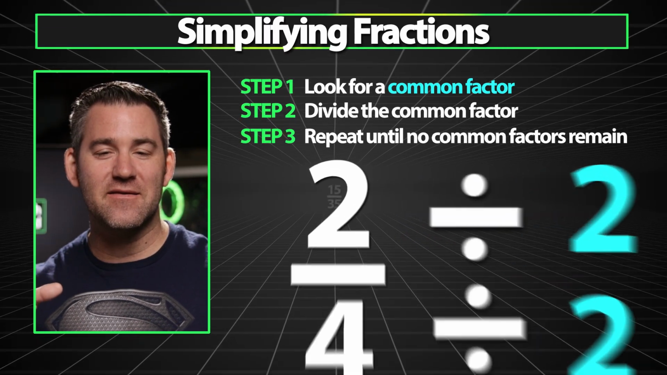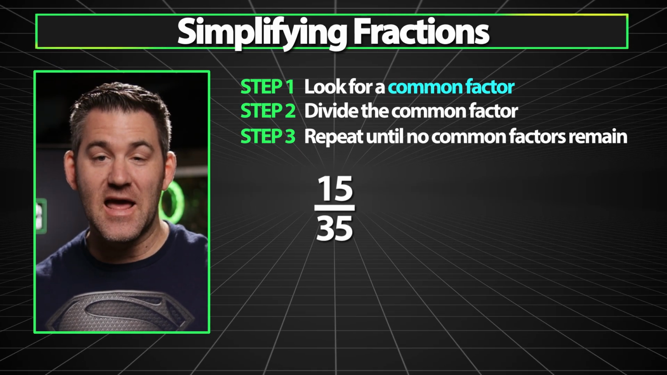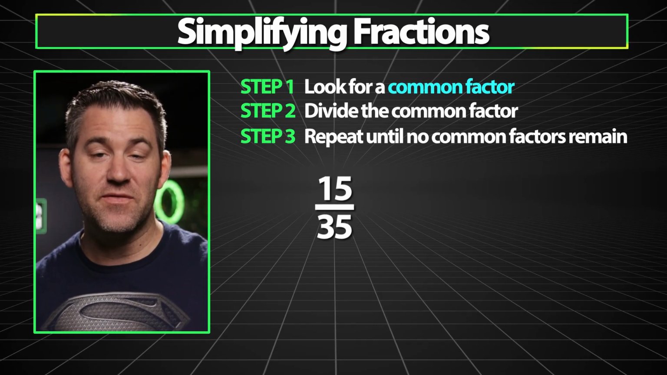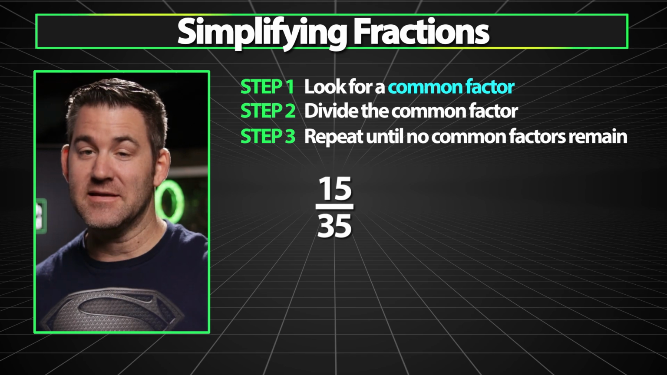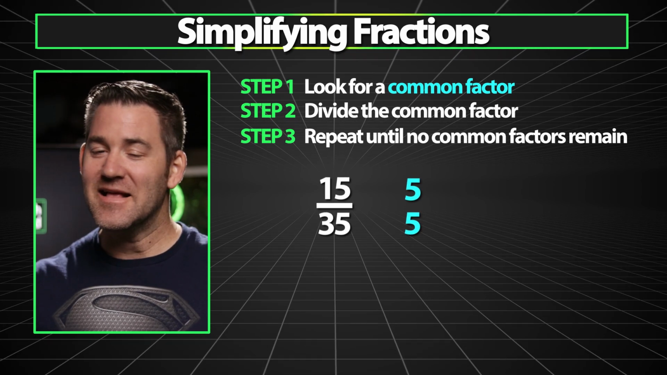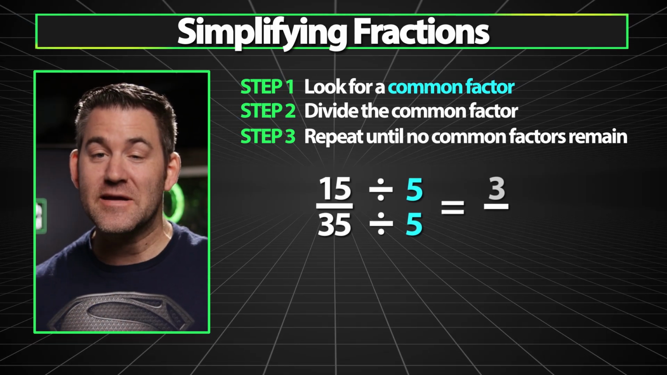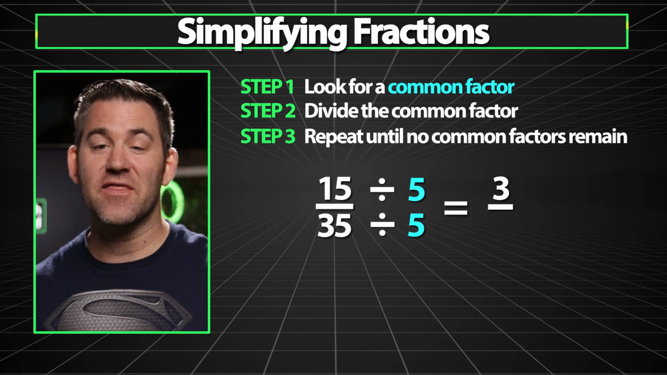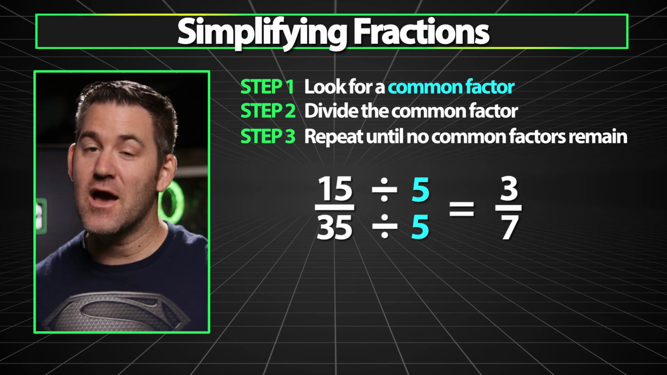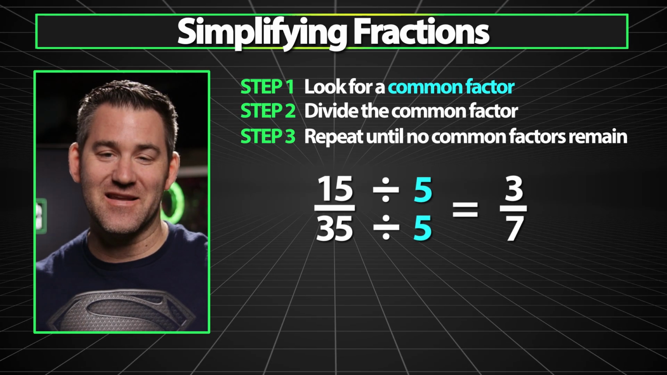Let's turn up the heat a bit and take a look at another example. Here we have 15 out of 35. Well, notice both numbers end with the number 5, which means they both must be divisible by 5. So let's simplify. Well, 5 goes into 15 3 times, and 5 goes into 35 7 times. So 15 out of 35 will simplify to 3 out of 7.